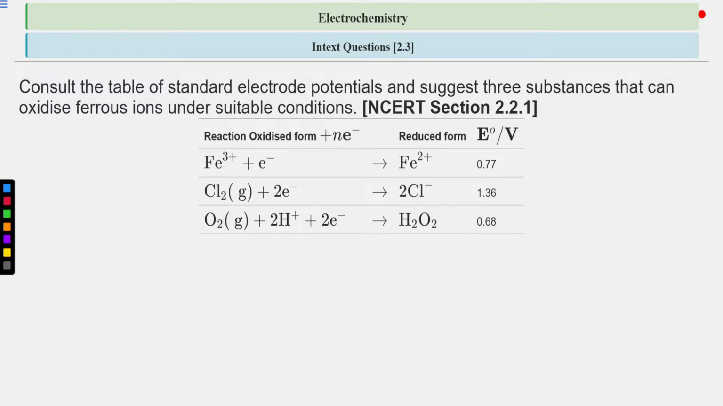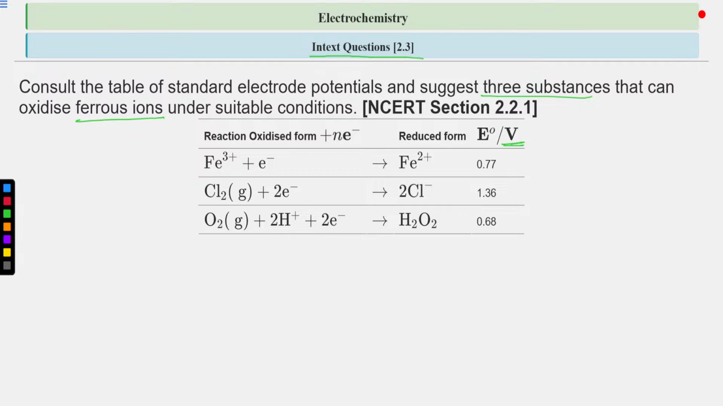Okay, now this is our next question, which is marked as 2.3. Consult the table of standard electrode potentials and suggest 3 substances that can oxidize the ferrous ions under suitable conditions. This is a table in which we have given a reaction in which we are taking the oxidized form plus n number of electrons, and then the reduced form, and their respective E naught values in volt.